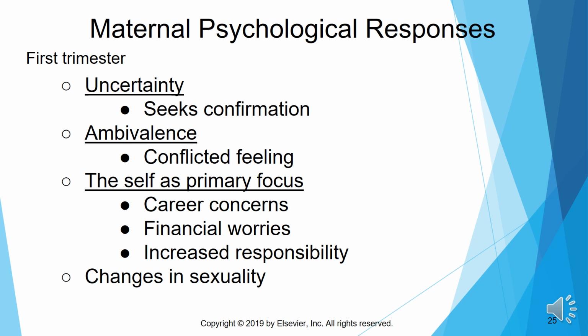Changes in sexuality. So usually during this first trimester, moms' libido is very low. They don't feel good. They're puking all the time. They're exhausted. So after conception happens, typically sex drive drops way down in that first trimester.